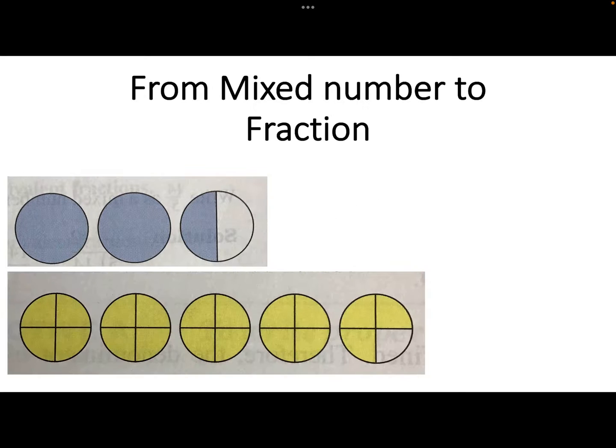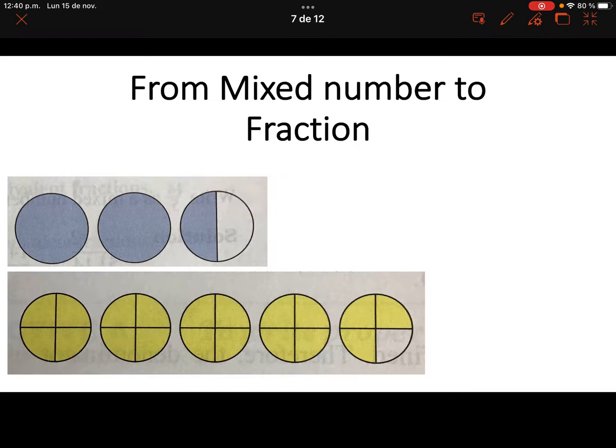Okay, now it's important to talk about how we can transform numbers from mixed numbers to fractions. It's really simple. Remember the example I explained before, the first picture. Here we can see that 2 units, 2 circles are completely shaded, and half of the other one, then it's 2 and 1/2.